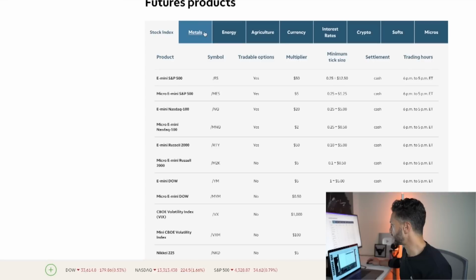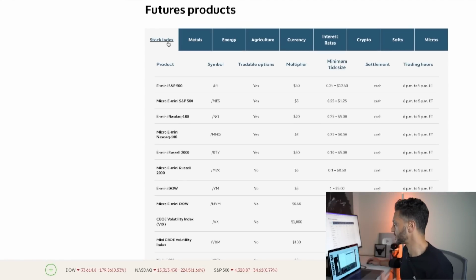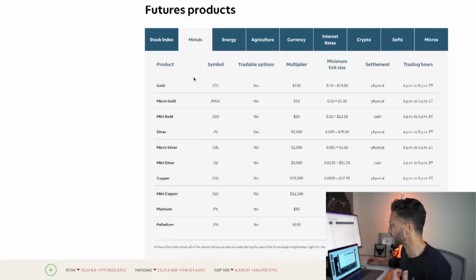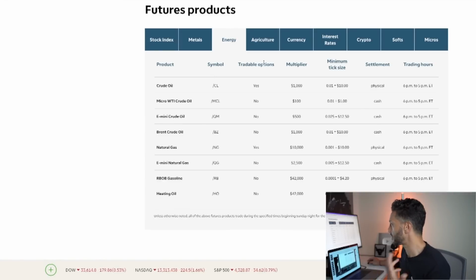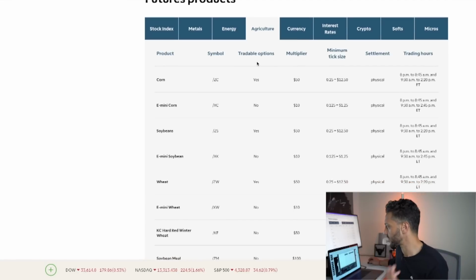But you could see here, if you click on the categories in TD Ameritrade, there are the stock index futures, there are the metals like gold, silver, copper, etc. There's energy such as crude oil, natural gas, agriculture such as corn, soybeans, wheat. You get the picture. So I actually think that your exchange's list of futures contracts that are available to trade will probably be a lot better and easier laid out than the CME futures.